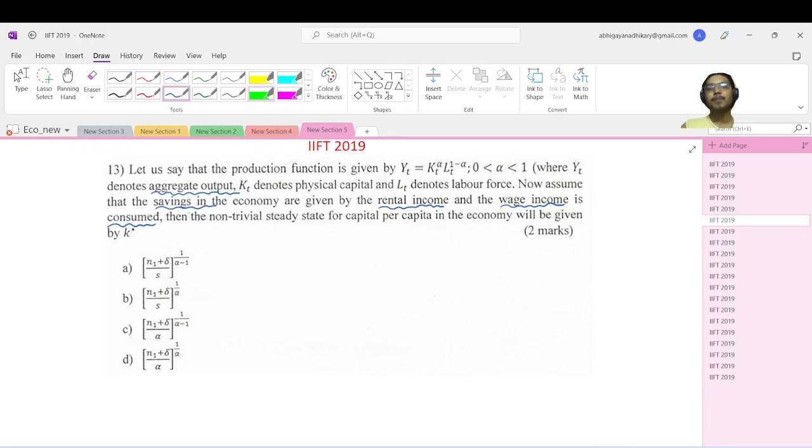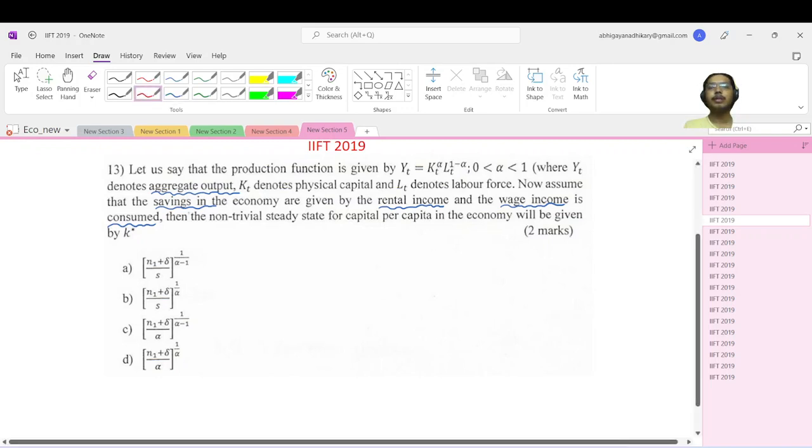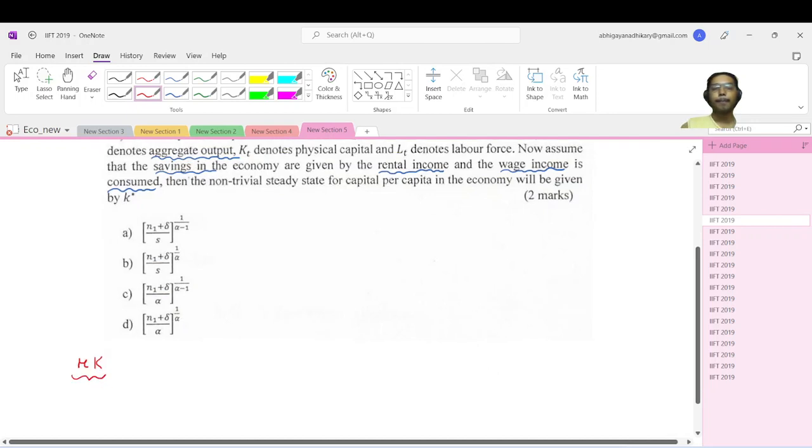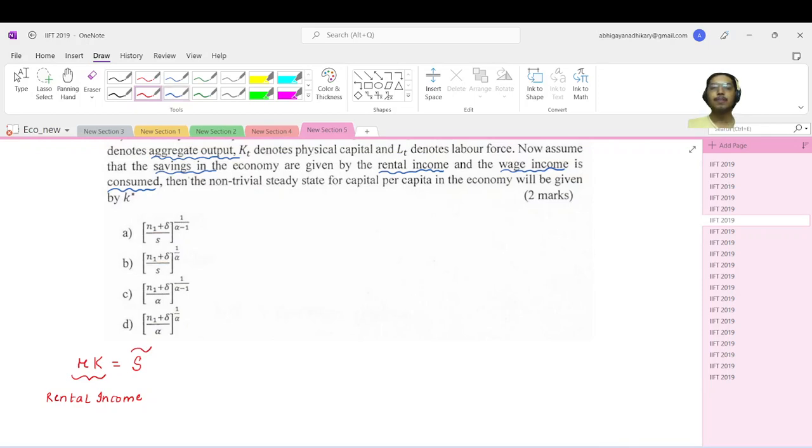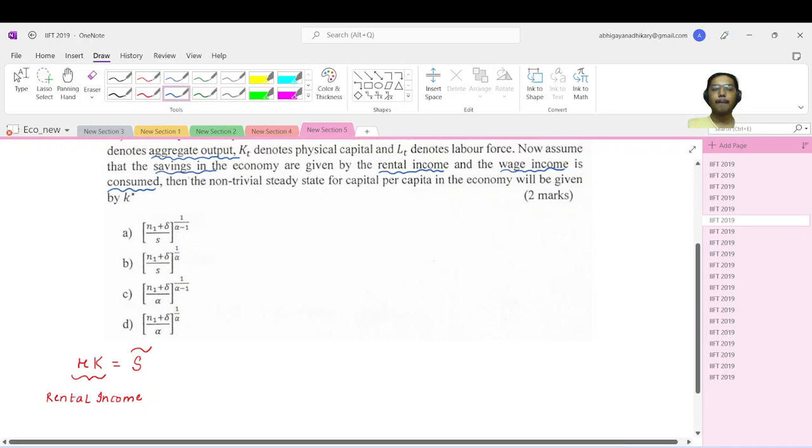Okay, that means basically, what is the rental income of the economy? If R is the rental rate and K units of capital are used, then R into K is basically your rental income. This is your rental income, right? And this is equal to your total savings, that is capital S. Okay, so just so that the notations don't have any confusion, let's say I put an S tilde over there. This is our total savings.